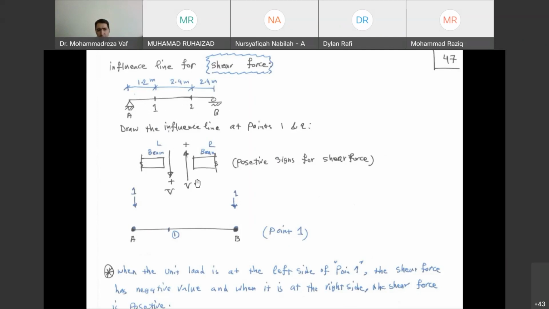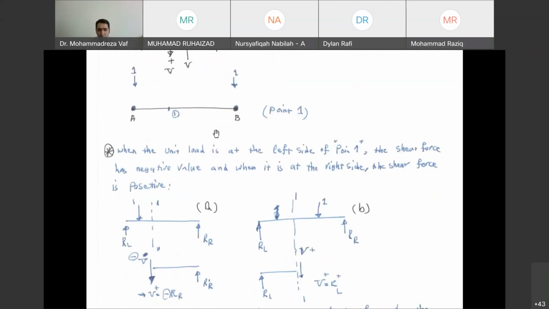Okay, it is just a reminder here of what the positive and negative signs for shear force are. If you cut your beam at point 1, looking at the left side, toward down is considered a positive sign, and toward up on the right side is considered a positive sign. So right now, similar to what we did for support reactions, first we are going to assume the force is in the beginning, and then it moves, reaches point 1, and after that it passes point 1 and reaches point B. For each location, we are going to see what the value of shear force at point 1 is going to be. So this is what we have done here.